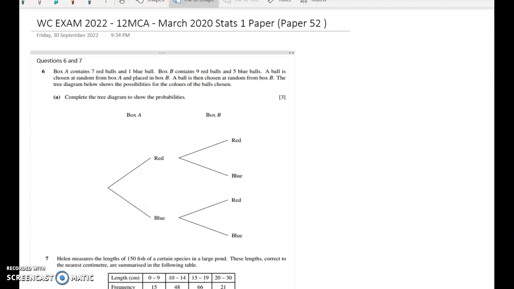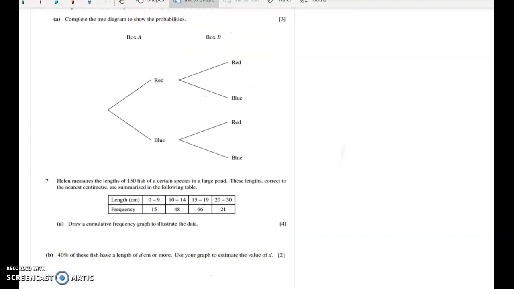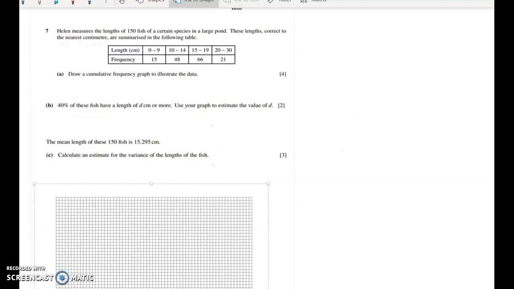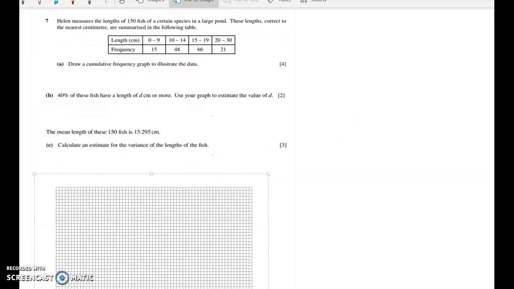This video is going through questions 6 and 7 of the March 2020 stats paper. Now question 6 is a pretty straightforward probability tree one, but what I really want almost all of you to watch is the second one, which is a cumulative frequency graph with a bunch of questions. I didn't mark your papers, but I suspect that this question was pretty badly done because there's a lot of fiddly detail to get these right.